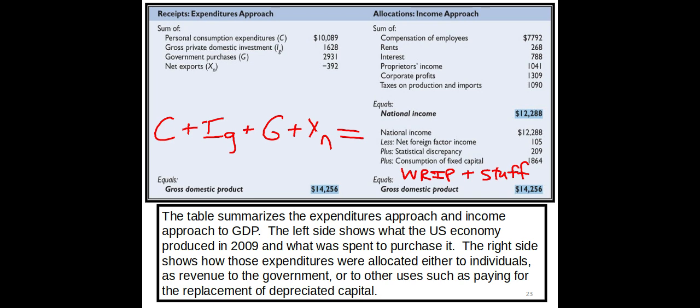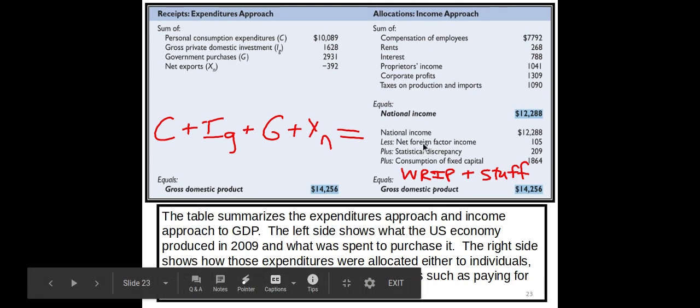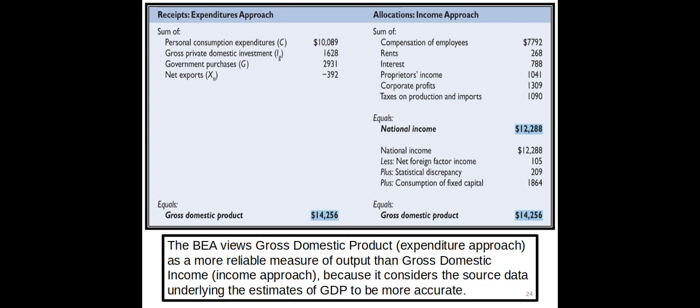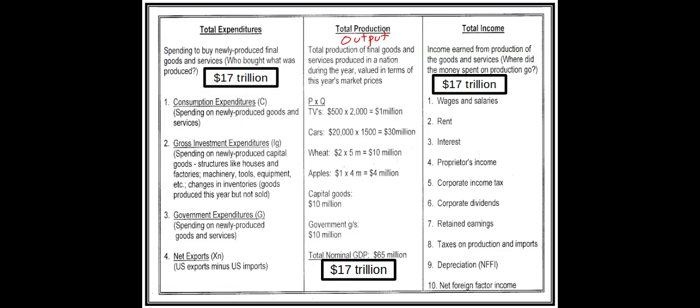So here you can kind of see the ease and the complexity and why we stick to the expenditure approach. Consumption, gross investment, government spending, net exports equals wages, rent, interest, profit plus stuff. We're going to stick to the left-hand side of this moving forward. Shockingly, the Bureau of Economic Analysis thinks the expenditure approach is much more reliable. Shocker, I know. So just a couple ways to look at it.